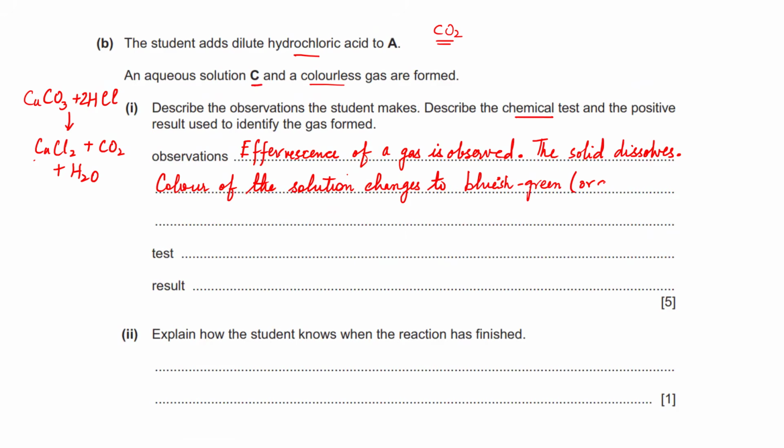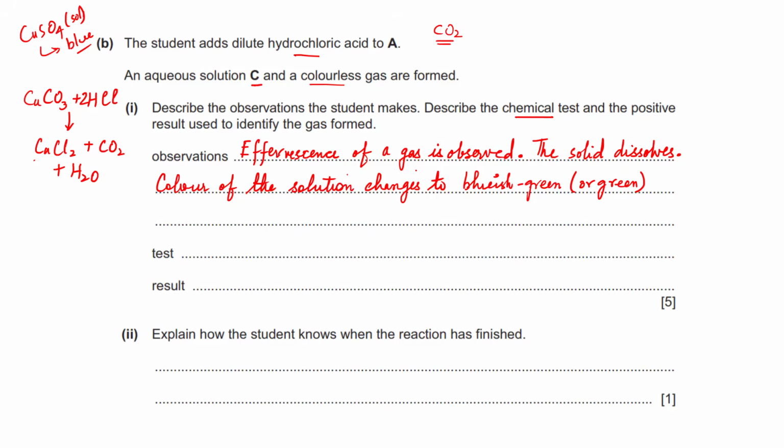So it's better to write green, because remember, copper sulfate solution is generally blue. So it will definitely not be just blue, but it will be bluish green, or good chances that the solution will be green. Bluish green or green.